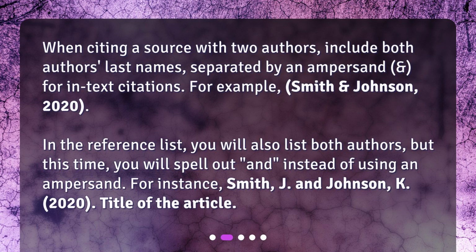When citing a source with two authors, include both authors' last names, separated by an ampersand, for in-text citations. For example, Smith & Johnson, 2020. In the reference list, you will also list both authors, but this time, you will spell out "and" instead of using an ampersand. For instance, Smith, J. and Johnson, K. 2020. Title of the article.